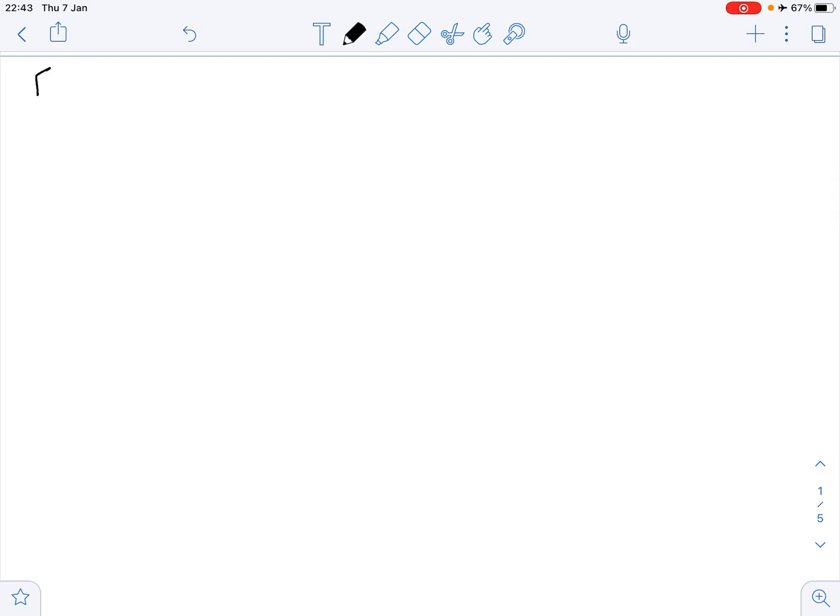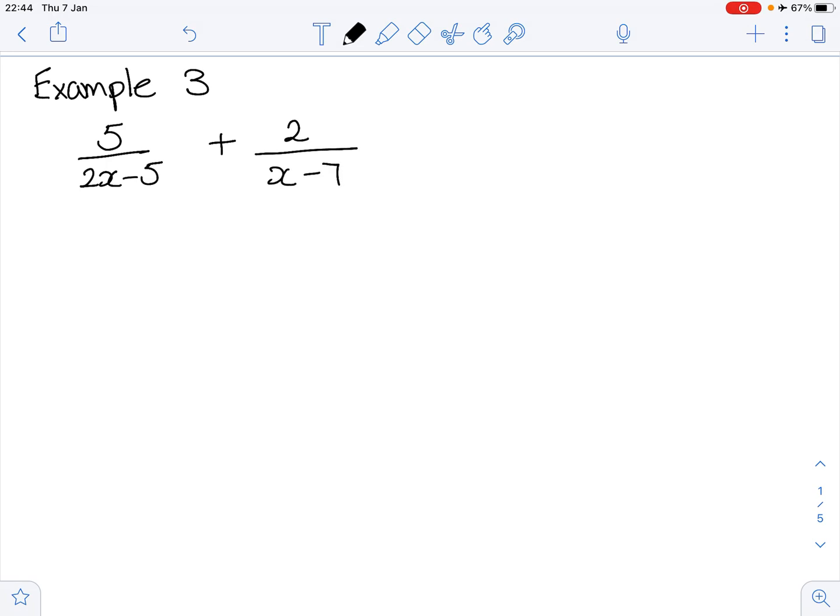Okay, and the last example is more complicated. Example 3. This might look like a lot. So we have 5 over 2x minus 5, plus 2 over x minus 7, equals 1.